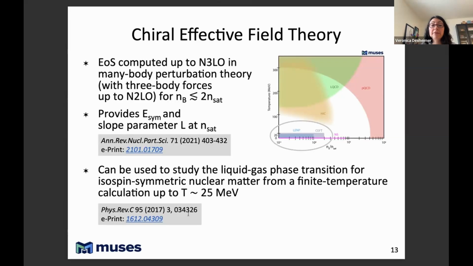But you also have data from, for example, chiral effective field theory, which is a perturbation theory for hadronic matter that allows us to get information until about 2 times saturation density. So that's why the gray region here doesn't go beyond. It does overlap with neutron stars, though, which is great, and it goes a little bit above in temperature. It gives us information about the isospin asymmetry of matter, which is great because we can obtain that easily from the laboratory.